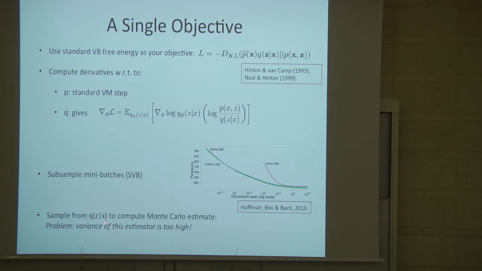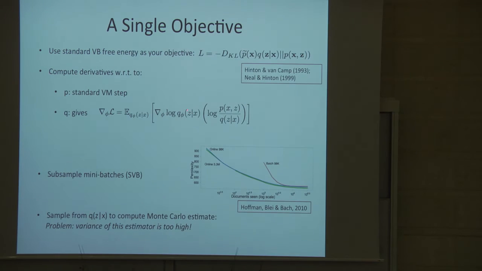And so now we have two sources of variation. If we stick those samples in here, one is from subsampling the data, and one is from sampling Z. And now this update gets very, very noisy. And I'm sure people have tried to run this update, and for that reason it just doesn't work, because your gradient is completely noised up, and you cannot learn anything.